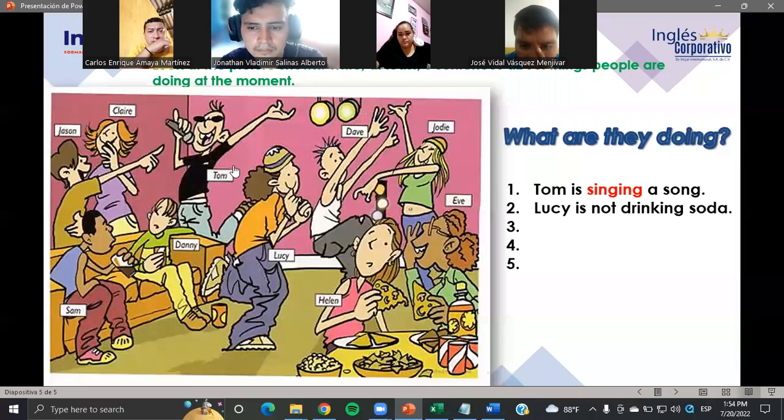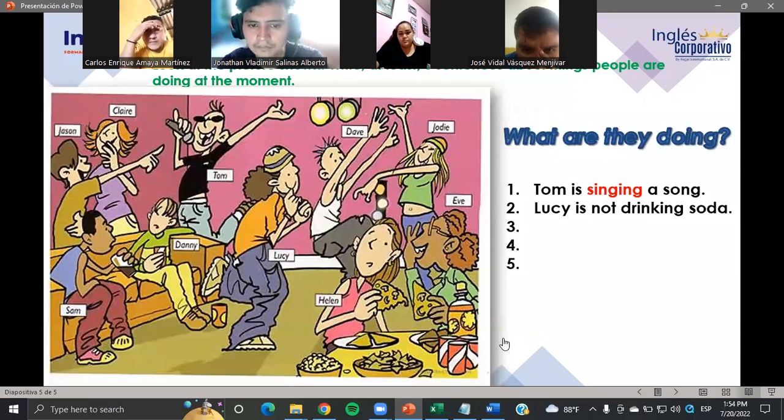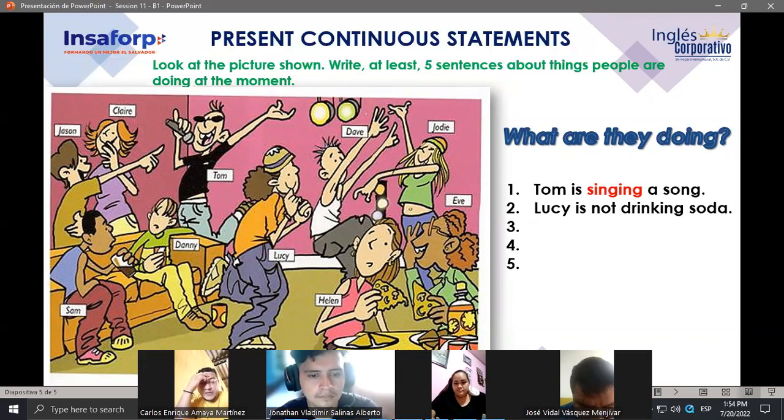Look at Lucy. This is Lucy. Lucy is not drinking soda. Lucy is not drinking soda. So she is doing another action. I won't say the action that Lucy is doing, because I need you to do the exercise. So in your notebooks, you're going to write 5 sentences about what they're doing. So follow the examples that I'm giving you.